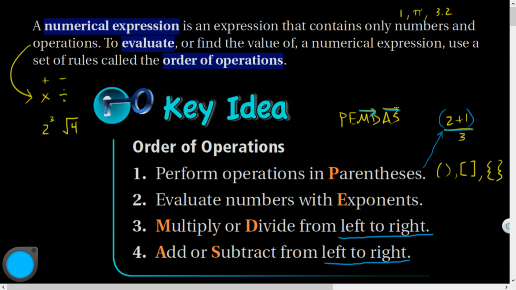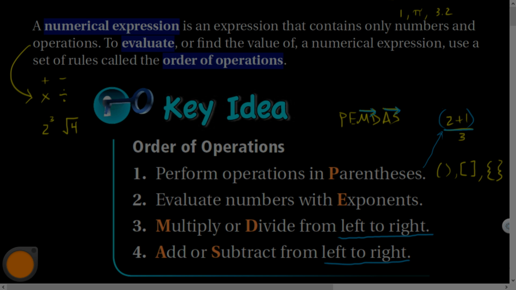So instead of PEMDAS, we could have had other arrangements of the letters, we could have written that a couple different ways, but PEMDAS seems to have the vowels in all the right places that we can pronounce it better.